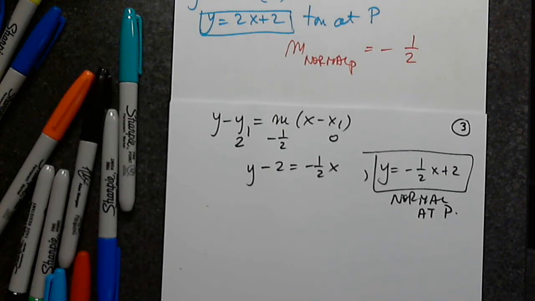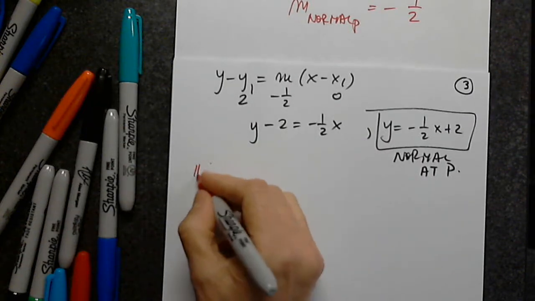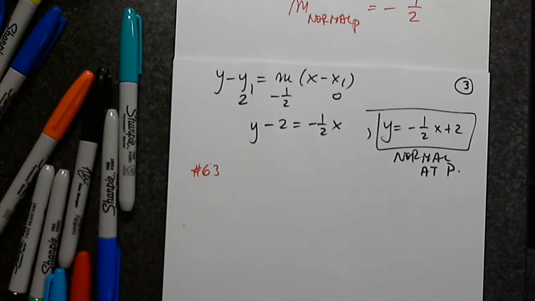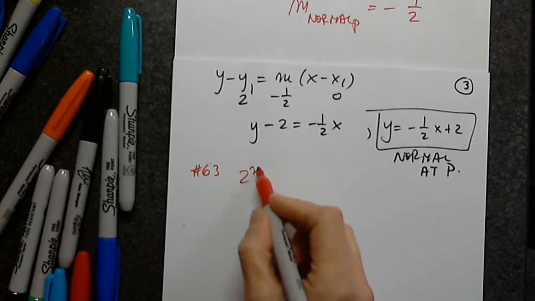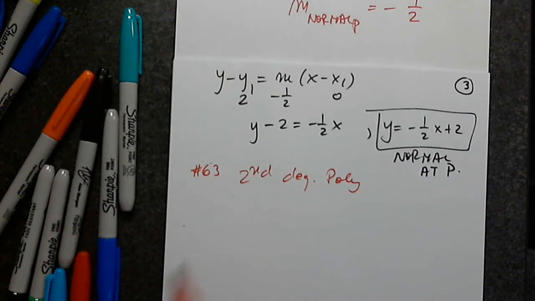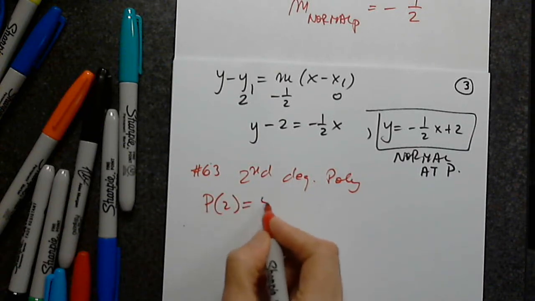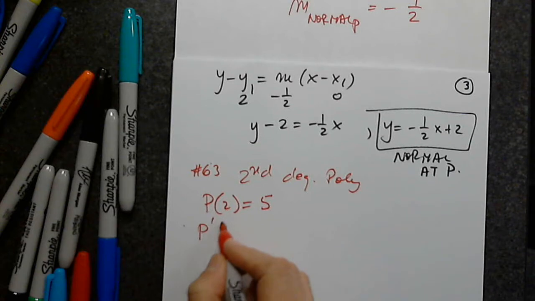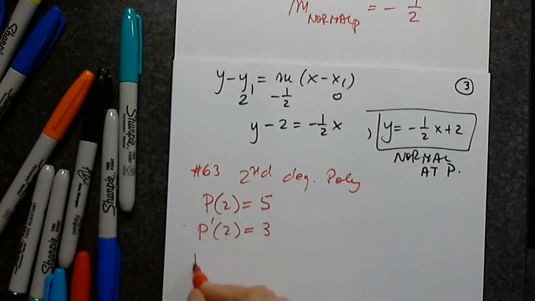Okay, I would like to look also at 63 and maybe 68. So let's look at 63. These are all applications of what we looked at. Find the second degree polynomial such that P of 2 is 5, P prime of 2 is 3, P double prime of 2 is 2.